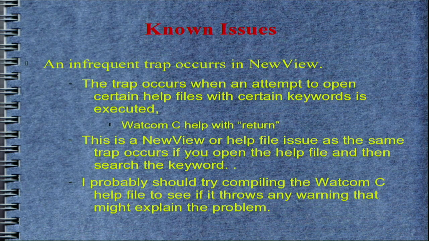There's another interesting one, and I found a second way to do it: NewView will trap when I do context help and ask for the right word in the right help file. The example I have here is that if I highlight the word return in a C file and open Watcom C's help, it crashes NewView. Now, I know it's either a NewView problem or a help file problem, because if I simply open the Watcom C file in NewView and then search for return, it also crashes. So it's one of those two. Because of the way the Watcom C file is generated, I'm guessing that it's probably the help file, so I'll probably go in actually. And just so you know, the word or also crashes the Watcom C help. I found that out this morning.